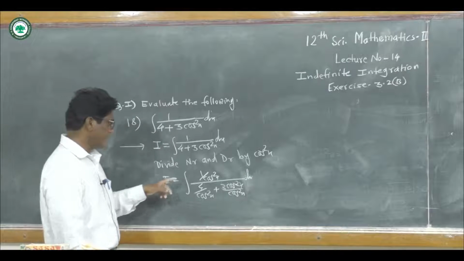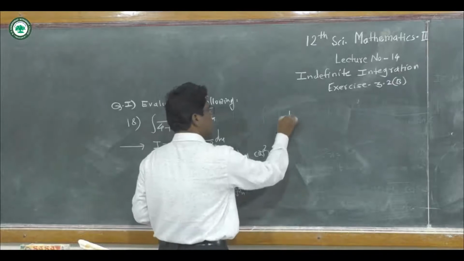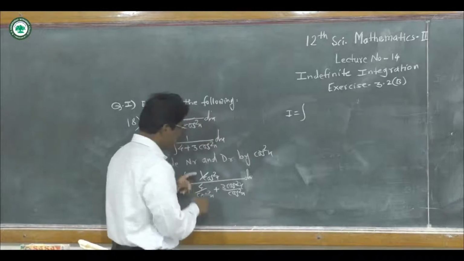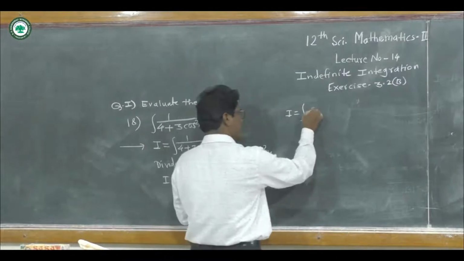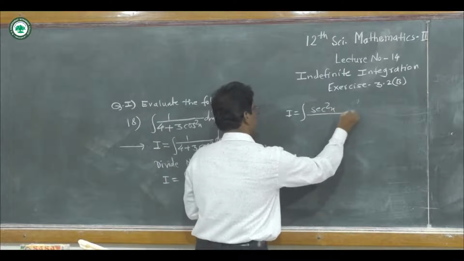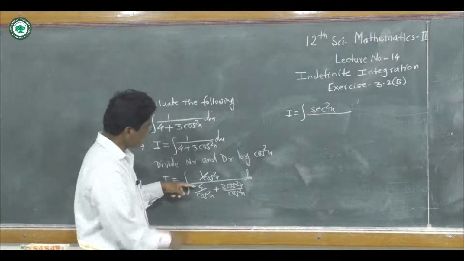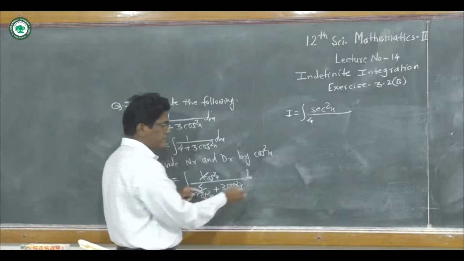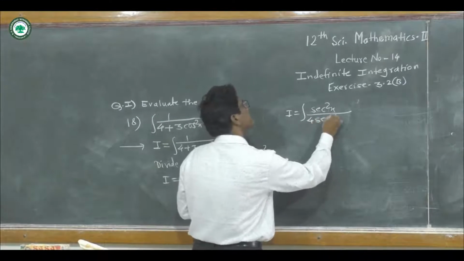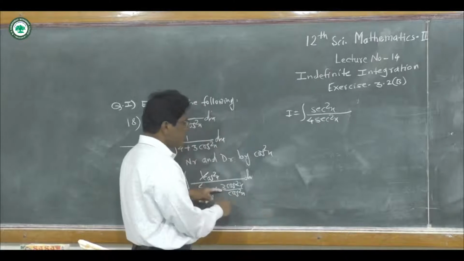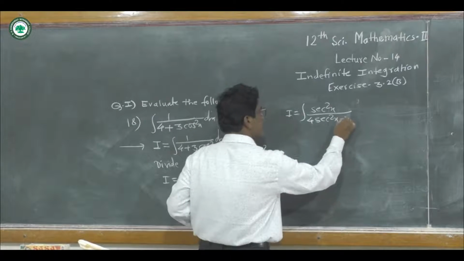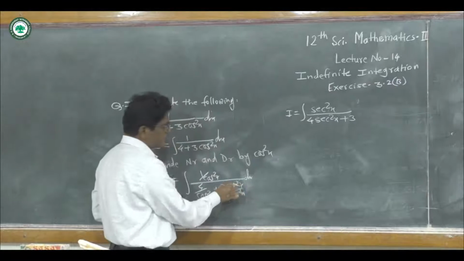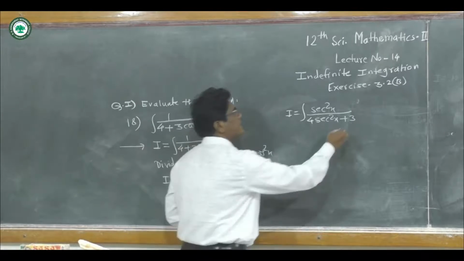Now see here in the numerator, 1 upon cos square x is sec square x, divided by here 4 as it is, and 1 upon cos square x is sec square x, and plus 3, and this cos square x and cos square x get cancelled to each other, and dx as it is.